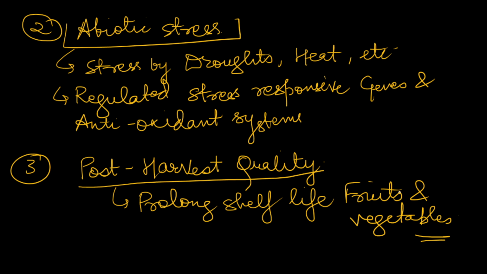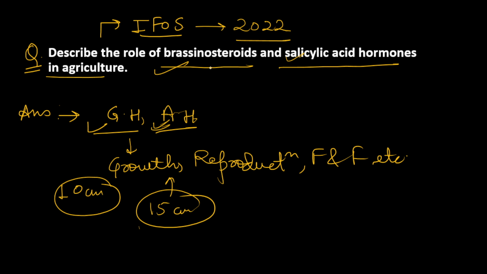So I have discussed three, four roles of both the hormones. You can add other roles if you want to, but keep in mind that whenever you are adding some new roles, please do let us know by a comment. Comment करके हमें वो points जरूर बताएं ताकि हमें पता चले that you are going in good direction or not, your points are up to the mark or not. So I hope you understand the roles of brassinosteroids and salicylic acid hormones.